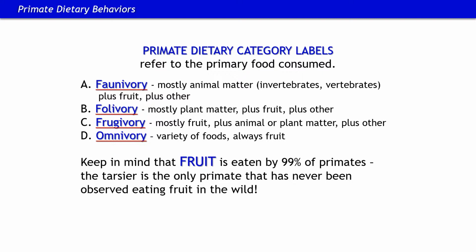Folivory is mostly plant matter, foliage, plus fruit, plus other. Frugivory is mostly fruit, plus animal or plant matter for proteins, plus other. And omnivory is a variety of foods and always includes fruit. Keep in mind that fruit is eaten by 99% of primates. The tarsier is the only primate that has never been observed eating fruit in the wild.